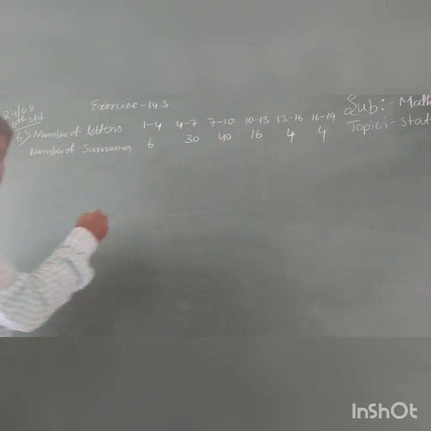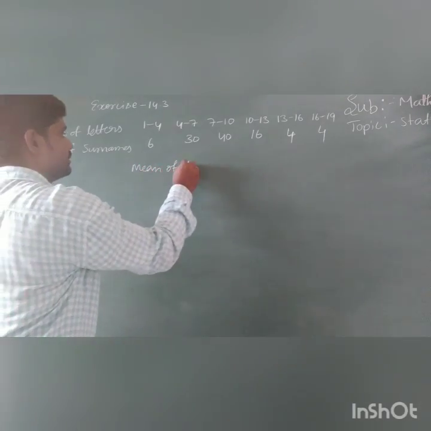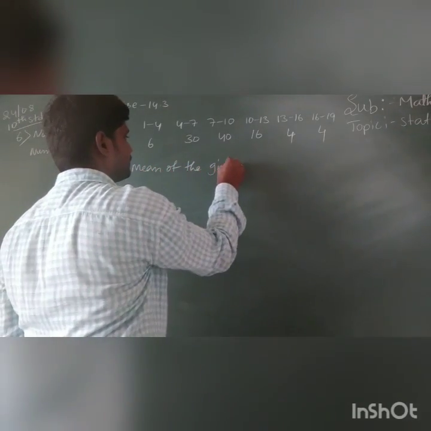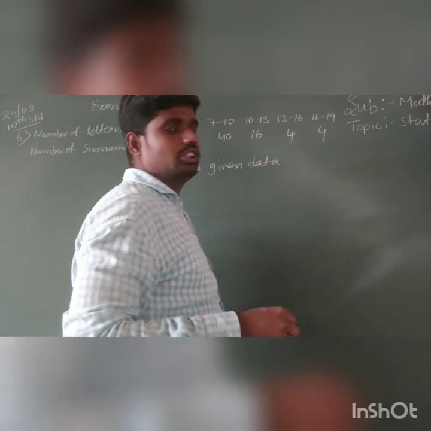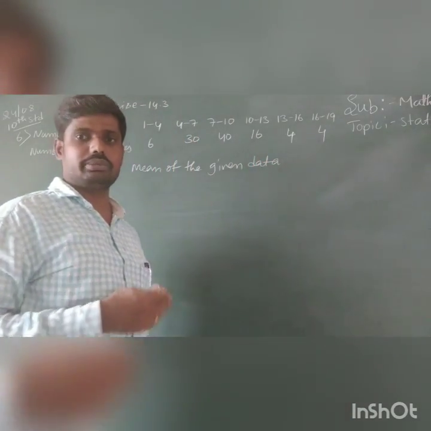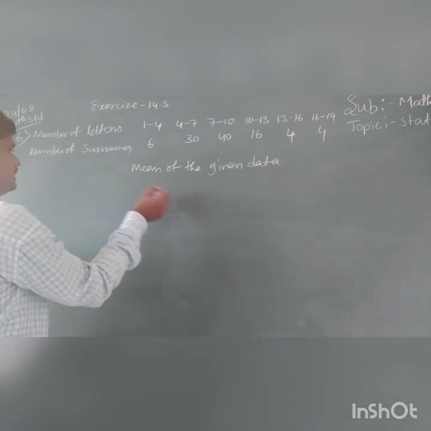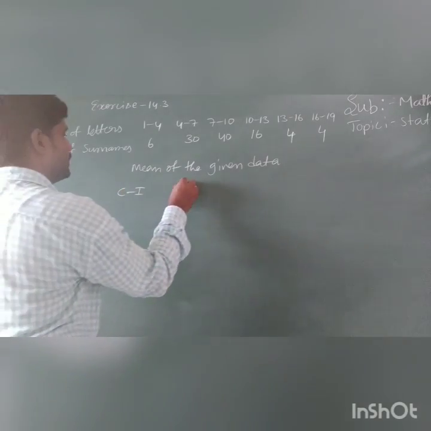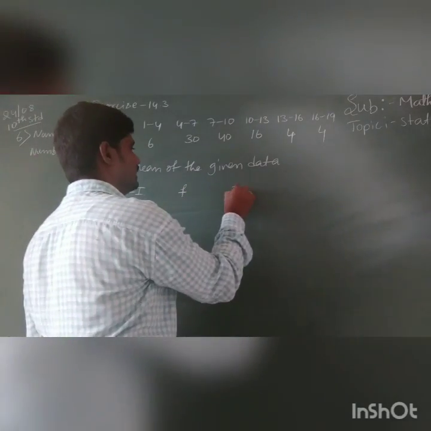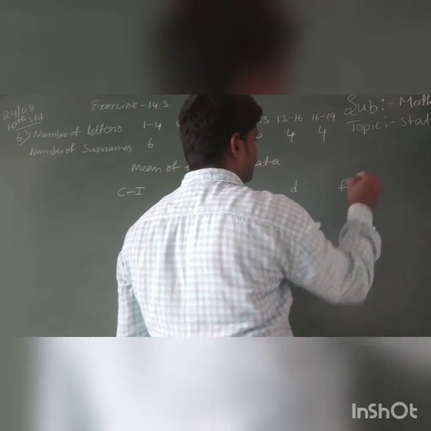First, we should find the mean of the data. Using the assumed mean method to find the mean of the data. First, write class interval. Next, frequency. Next one, x. Next one, d. Next one, fd. Take there are 5 columns.